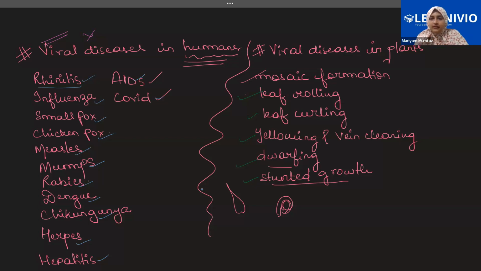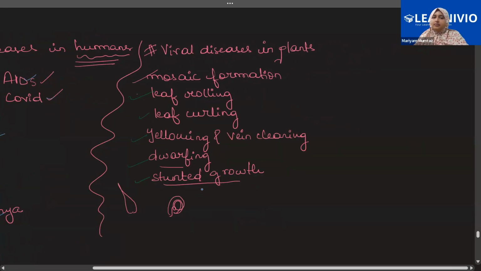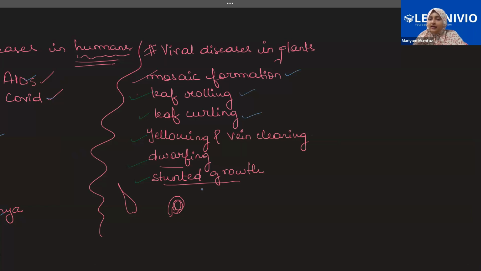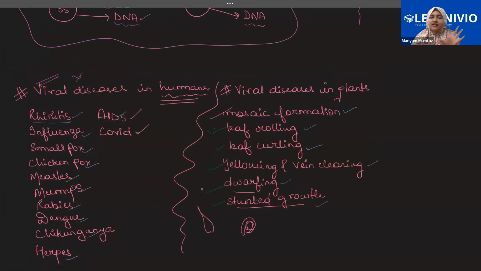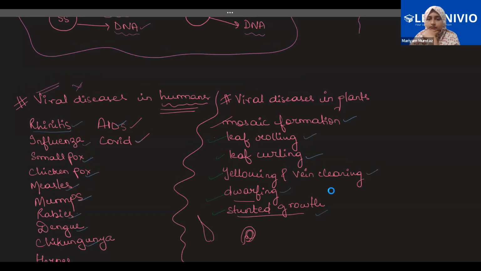Now, these are the viral diseases in plants: mosaic formation, leaf rolling, leaf curling, yellowing and vein clearing, dwarfing and stunted growth. All of these are the symptoms that are caused in plants because of viral diseases. Any doubts? The virus part is clear to everyone? Yes, ma'am.